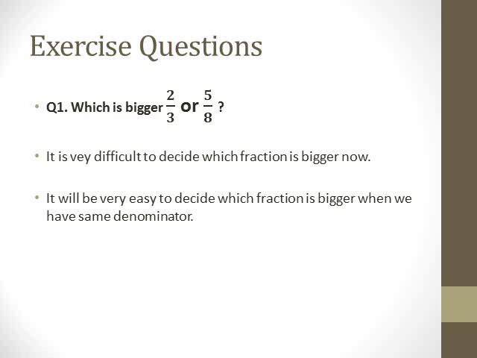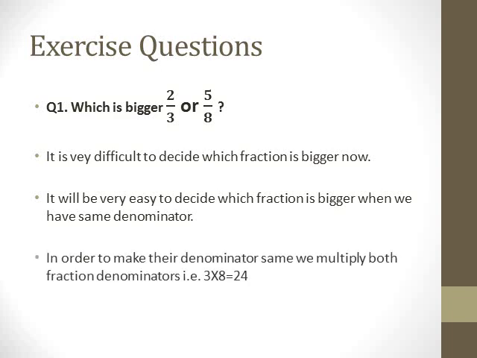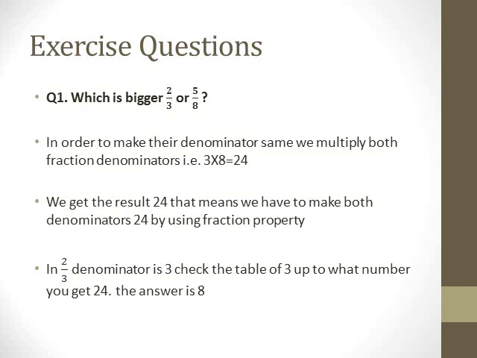What you have to do, in order to make their denominators the same, is multiply both denominators. In the first one, 2 over 3, the denominator is 3. And in the second fraction, 5 over 8, the denominator is 8. If you multiply these two denominators, you will get 24. That 24 is the number you need in both denominators.